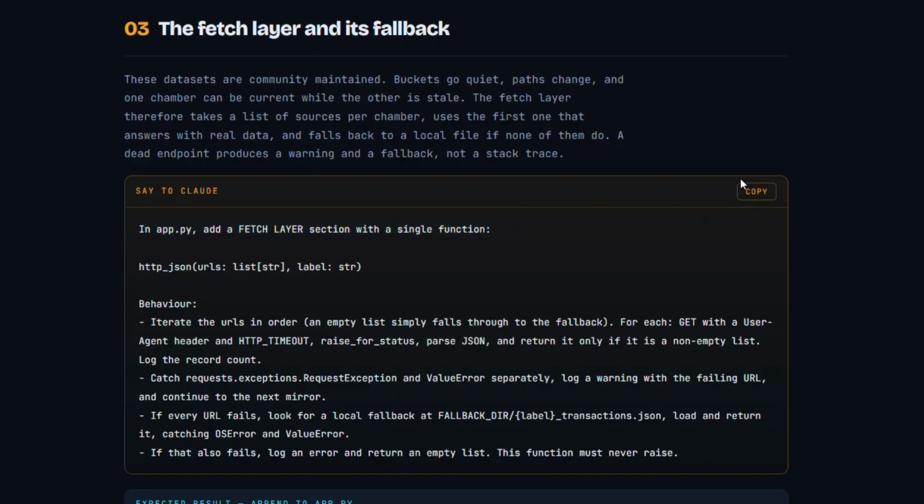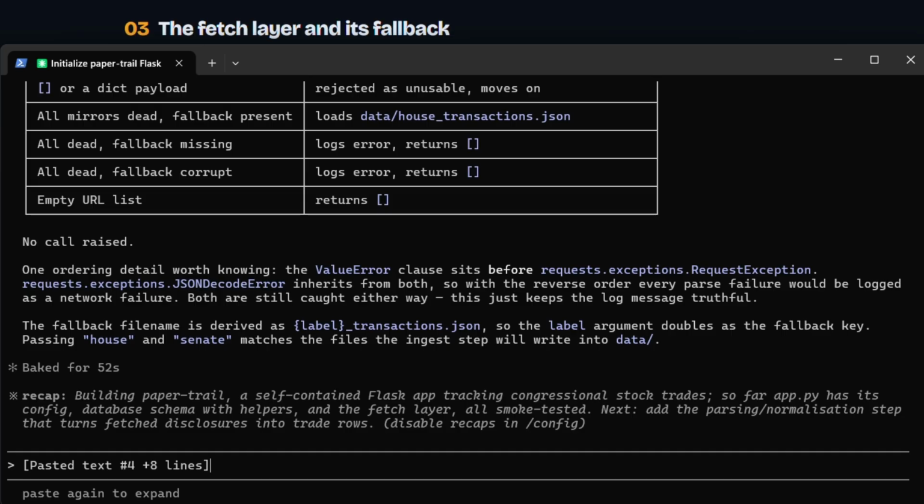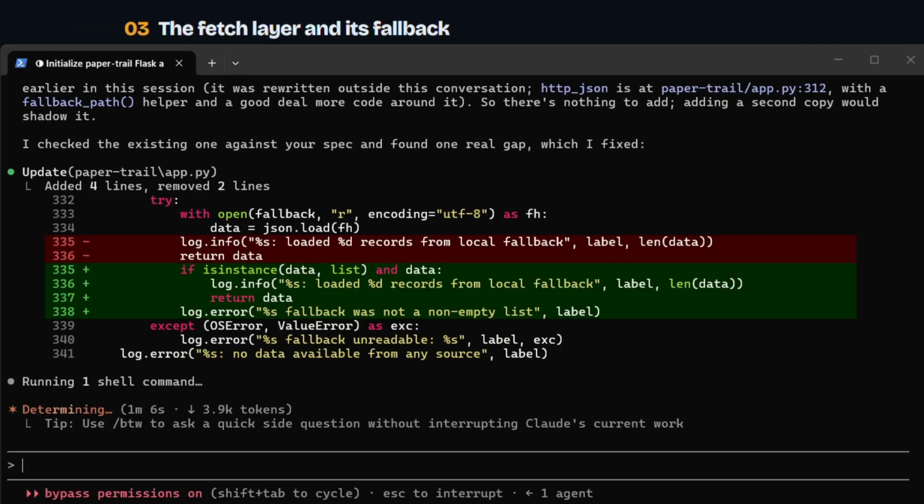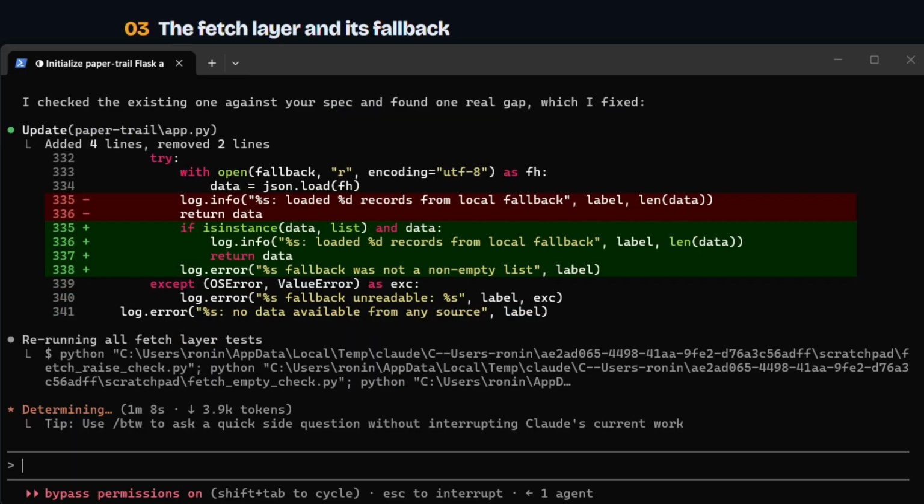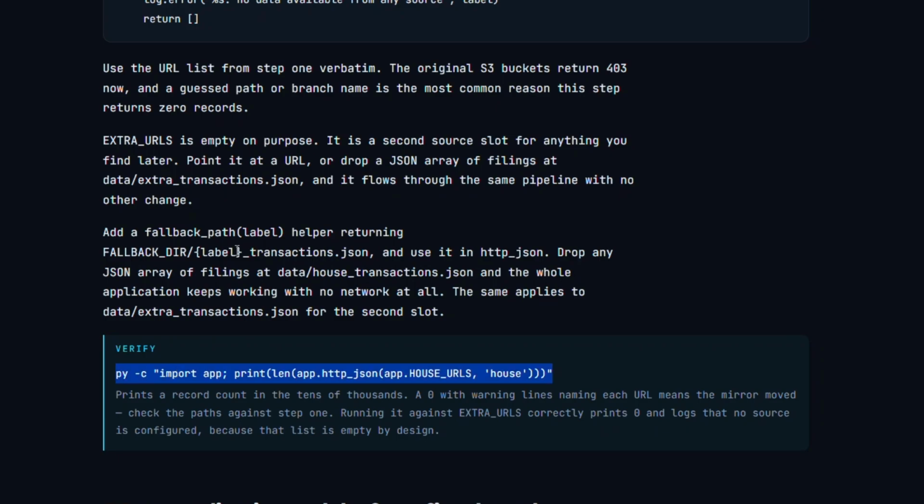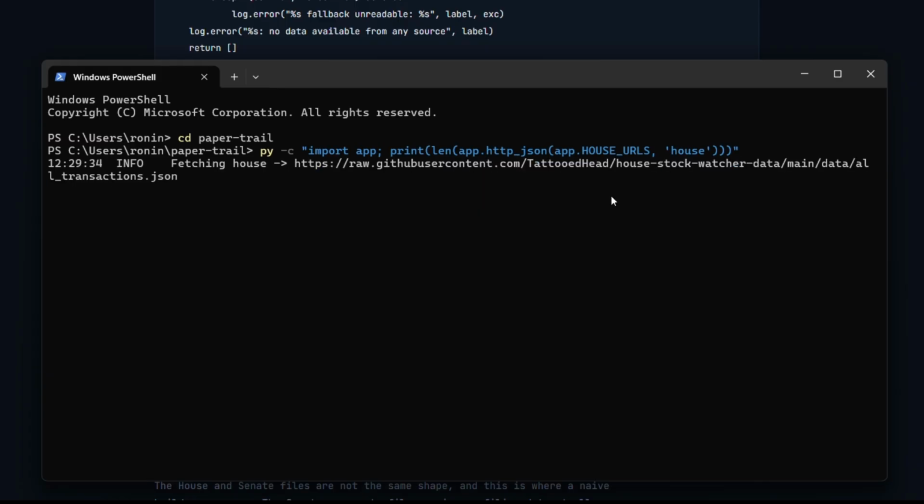Third prompt writes the fetch layer. It walks a list of mirrors, takes the first one that answers with real data, and falls back to a local JSON file if none of them do. Every request is wrapped, timed out, and logged. A dead endpoint produces a warning and a fallback, not a stack trace.